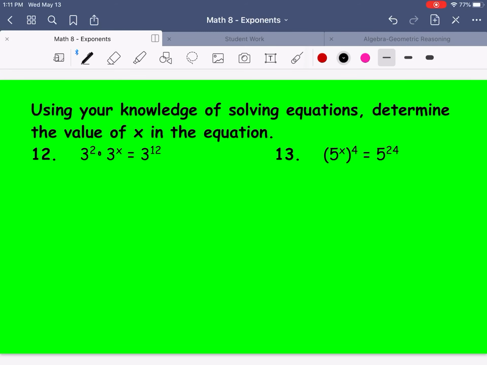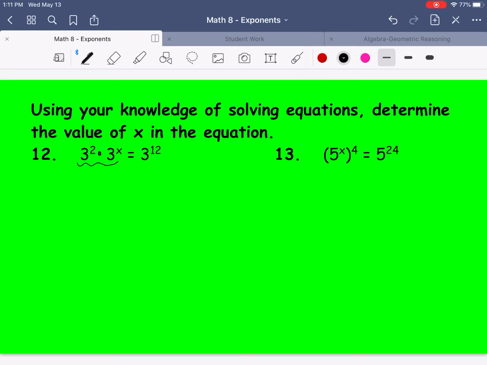Right. Moving on, I figured 12 and 13 would probably give you some fits, but they're really not that difficult. So solving equations, you know how to do, and you have your understanding of how to work with exponents. Now you're just putting those two pieces together. So we have 3 to the 2nd power times 3 to the something. We don't know what it is, but we know it equals 3 to the 12th. Well, what are we looking at? What kind of a problem is this? What property are we using?